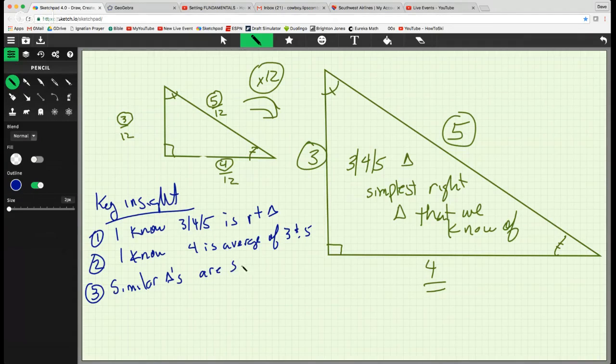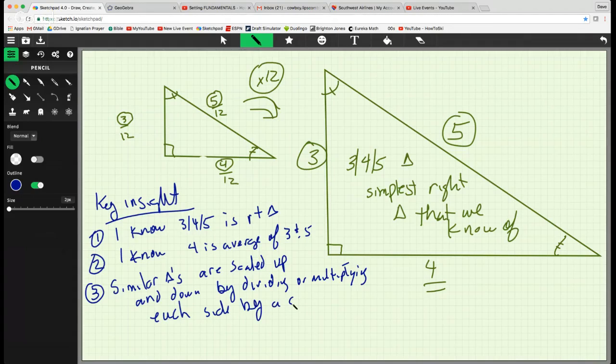are scaled up and down by dividing or multiplying each side by a constant.